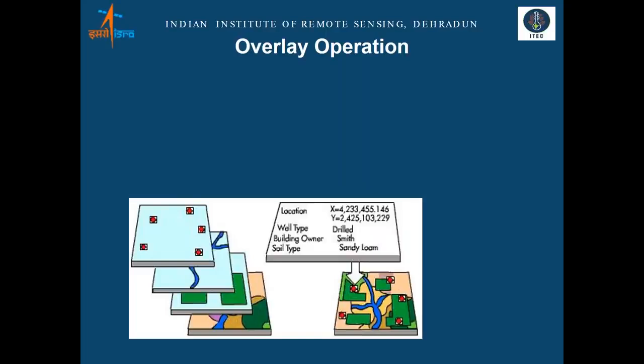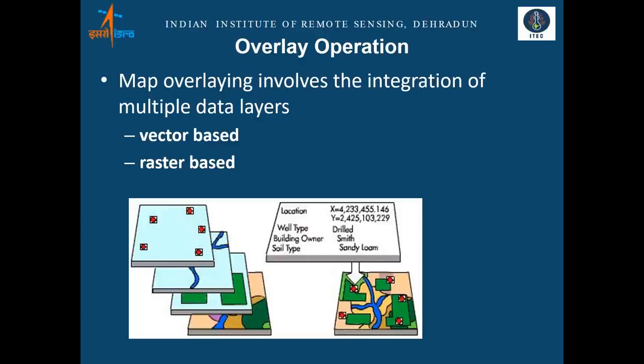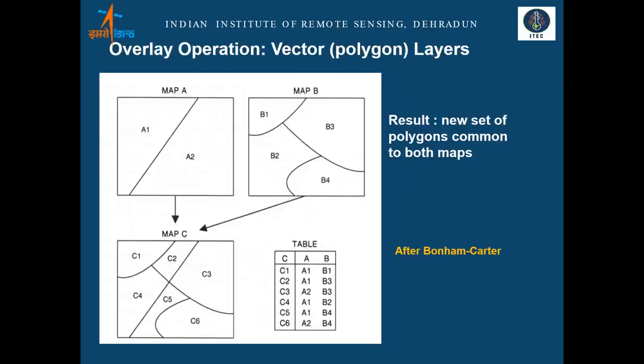Now you can see that there are different types of overlay operations which you apply on the data, either a vector-based operation or a raster-based operation. As I told you, raster and vector are both totally different because of the data structure, because of their storage, and for many other reasons. They both have different overlay operations. Raster has a different overlay operation, and vector has different overlay operations. So this is an example of the vector overlay.